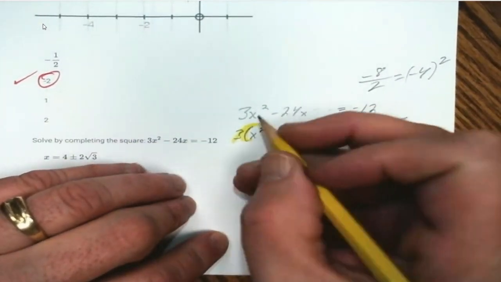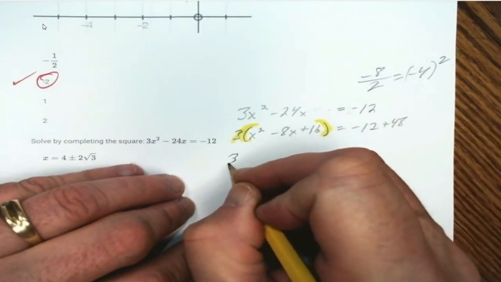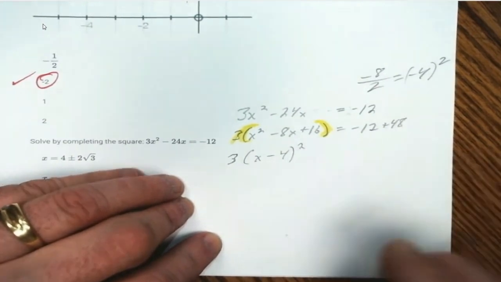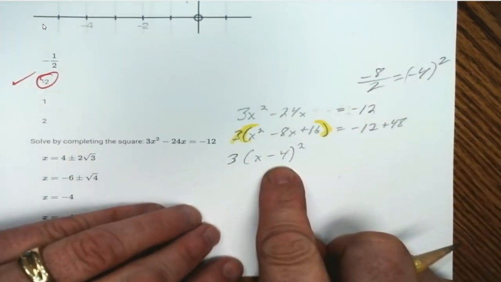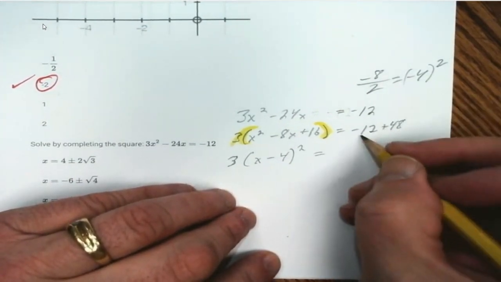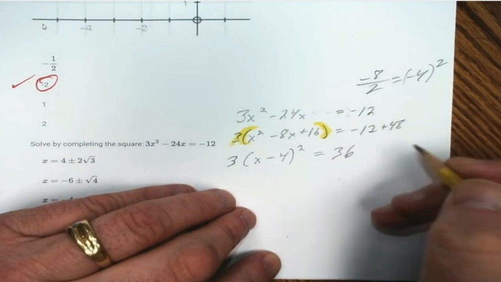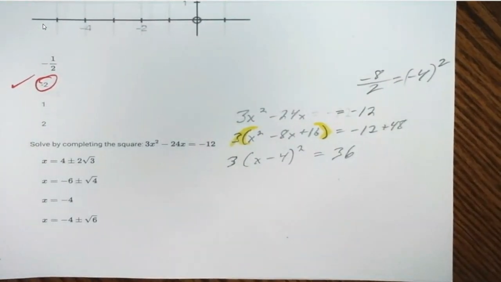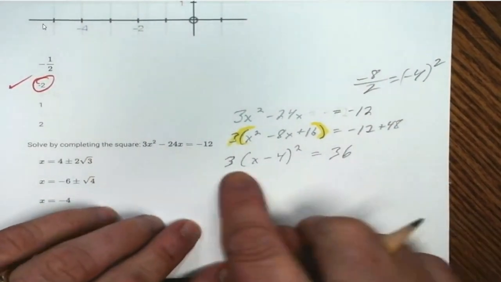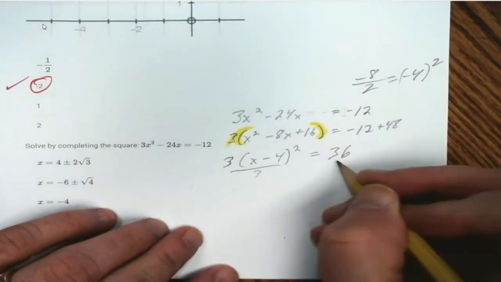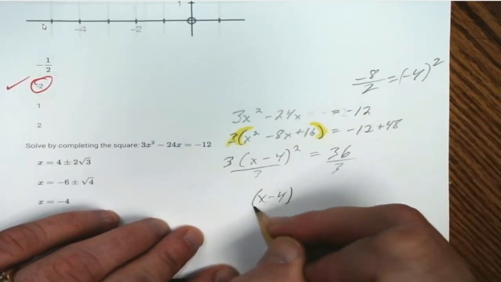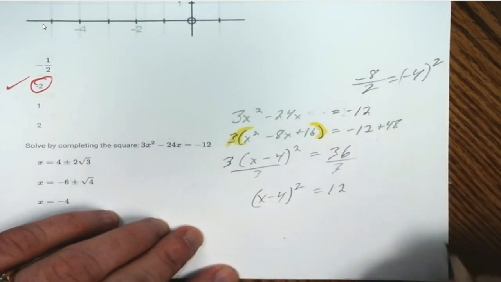So now this is a perfect square. This is x minus 4 squared, which we did on purpose. And it equals -12 plus 48, 36. Okay, we're not trying to write the vertex form. We're trying to solve. So we're trying to get this down to just x. So let's divide both sides by 3. So we have x minus 4 squared equals 12.